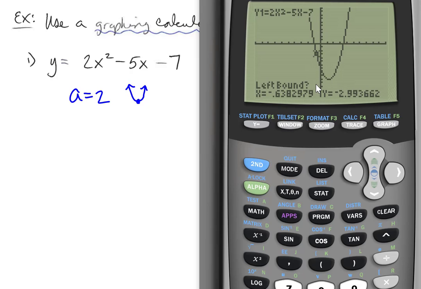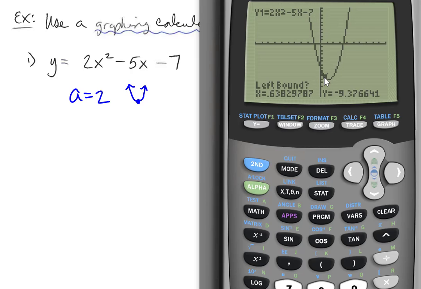Okay, so what the calculator is asking for is a little bit of a hint. How can we tell it a little bit more closely where this minimum is approximately? Well, the left bound means we have to go to the left of where we know the minimum value is, but we want to get close to it in the process. So use your arrows to go down to where you know you are to the left of the vertex for sure. And you can tell by moving your cursor left and right a little bit to make sure you're to the left of it.